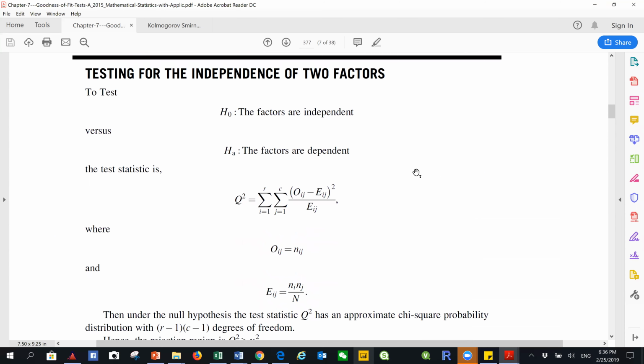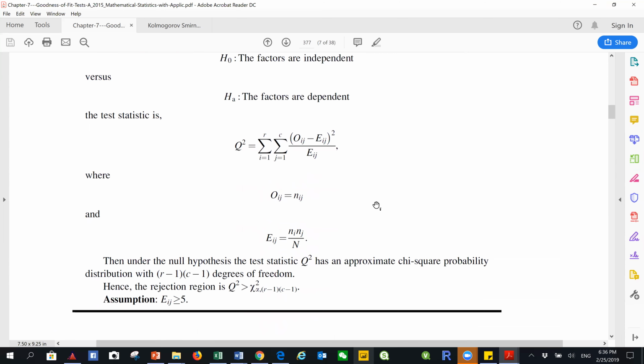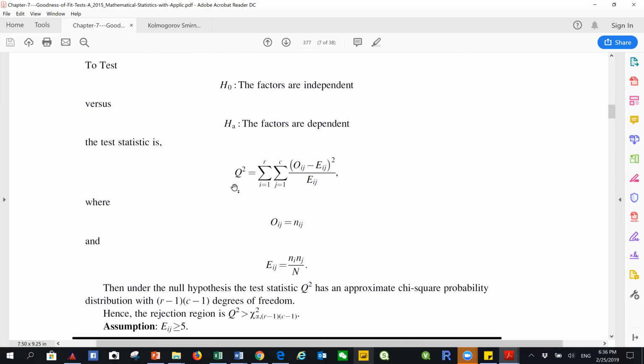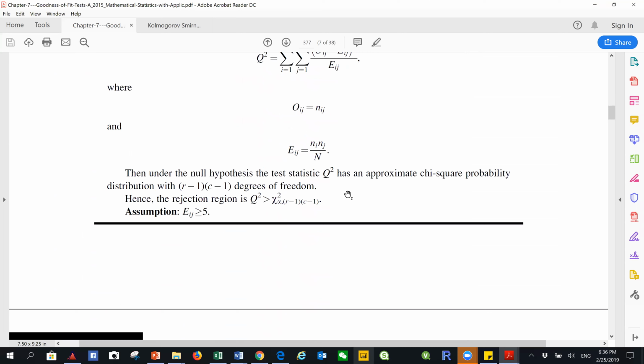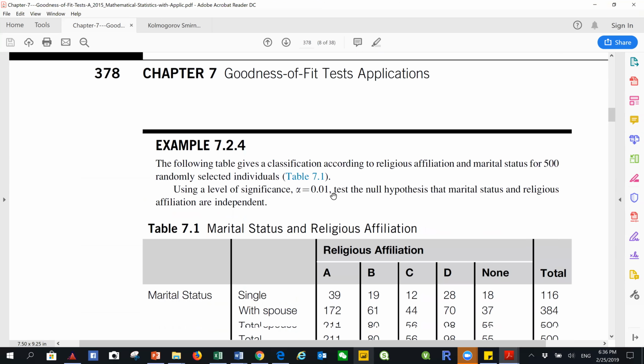So are two factors independent, or are two factors dependent? Then here's the formula. In principle, the rationale is the same. Okay. Let's see an example.